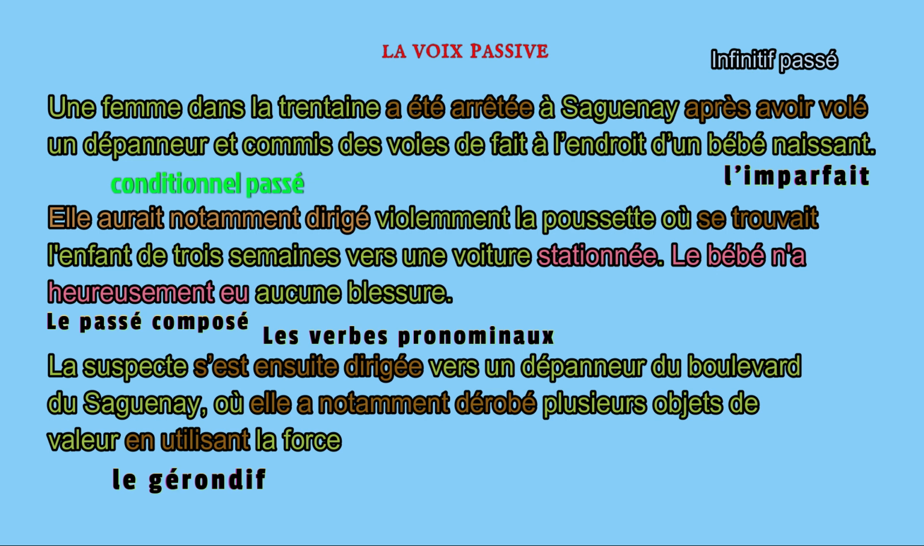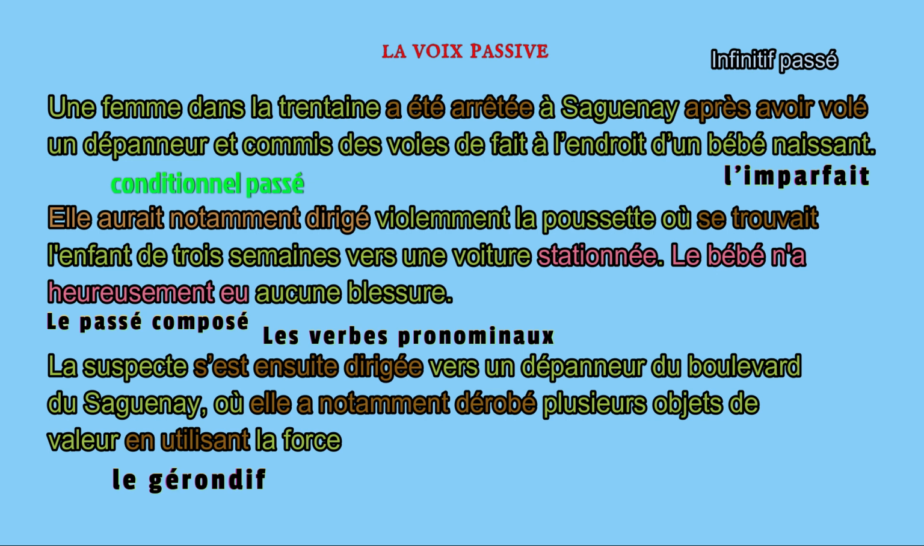What is also important to know is that in the passive voice, we always have to make sure that there is an accord at the end of that verb with the subject, which in this case is une femme. Next one, après avoir volé. What is that? This is infinitive passé. In the infinitive passé, we use auxiliary avoir in its infinitive form, and volé is the past participle of the verb voler.